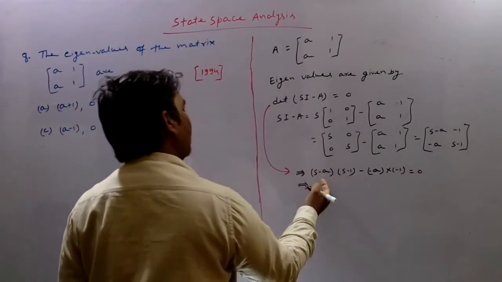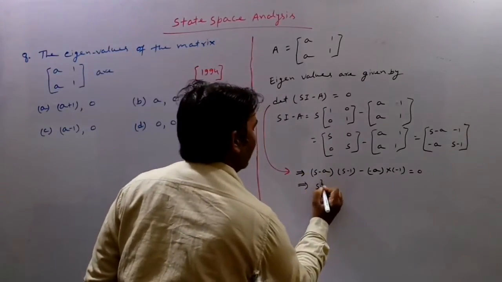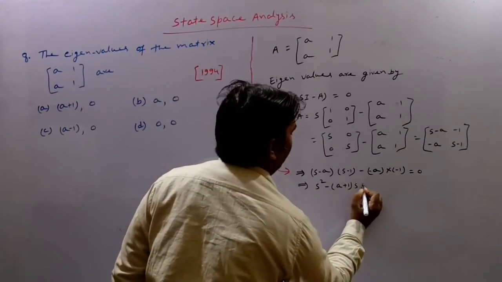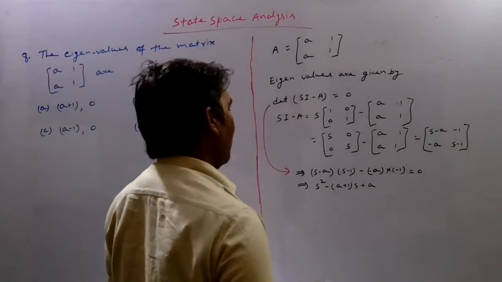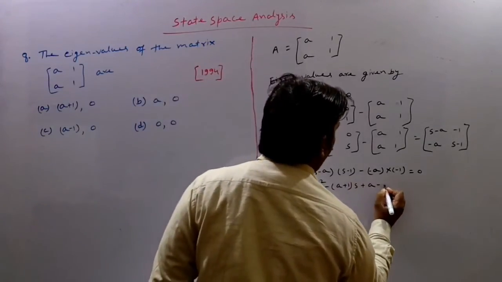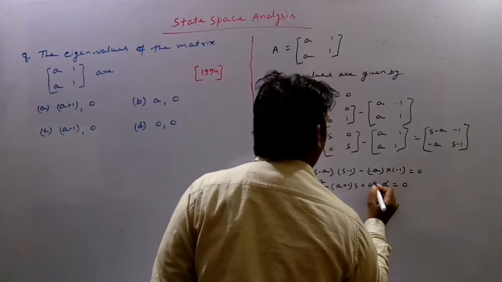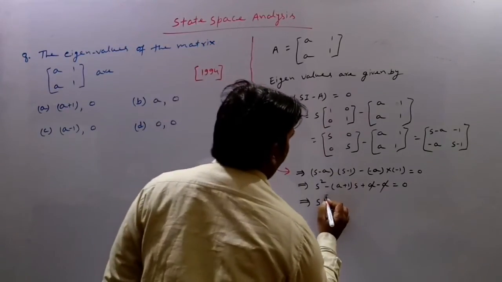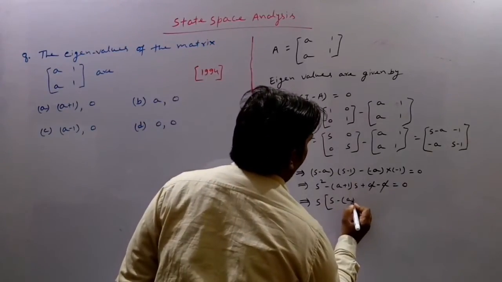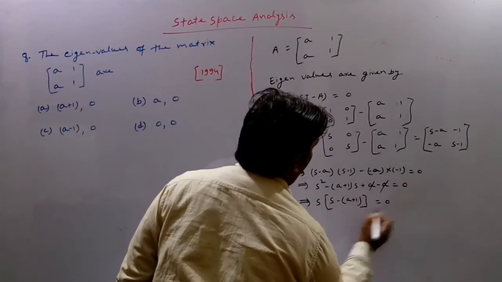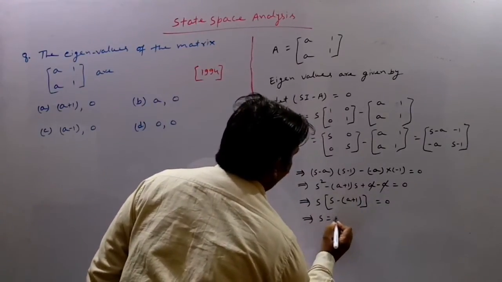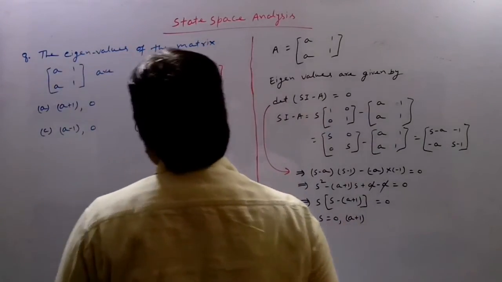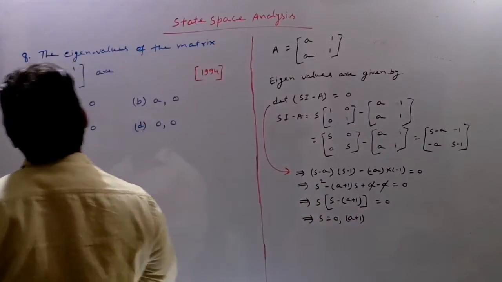So if we multiply this, it will come s square minus (A plus 1)s plus A, and here this will come minus A equal to 0. So how much it will come? s will get common. So s times (s minus (A plus 1)) will be equal to 0. Now this implies either s equal to 0 or s equal to A plus 1. So which option is the correct one? So correct option is option number A.